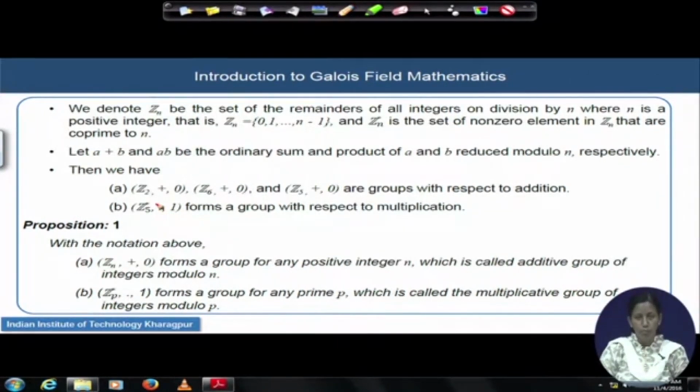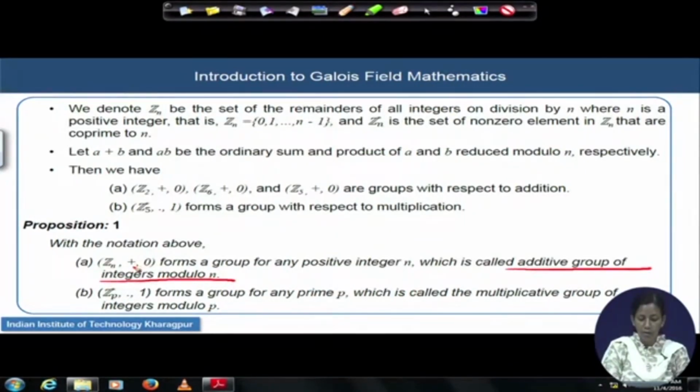So now we can propose a theorem. With respect to this notation, we can propose that Z n plus 0, I mean with modulo n operation over the real numbers with additive operator and identity element 0, will form a group for any positive integer n, and it is called the additive group of the integers modulo n.